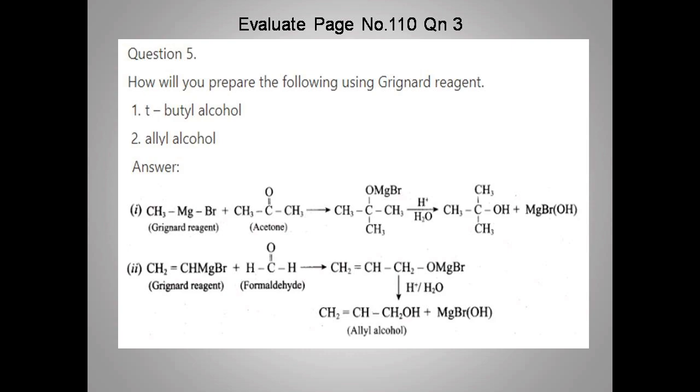The second one, allyl alcohol. For allyl alcohol, a different Grignard reagent we are going to use. We replace the methyl alone with vinyl. Vinyl is CH2 double bond CH. So this one is vinyl magnesium bromide. The second Grignard reagent, vinyl magnesium bromide, is added with formaldehyde. Formaldehyde formula is H-C double bond O and single bond H. Please refer to the primary alcohol preparation, then only you can get the allyl alcohol.